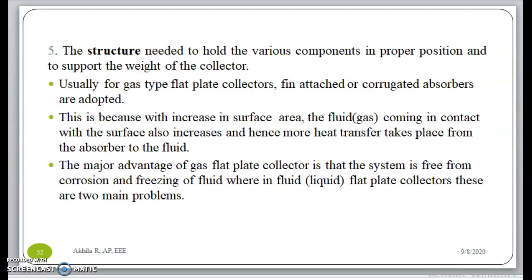Now usually for the gas type FPC, fin attached corrugated absorbers are used, because as the surface area increases, the gas or fluid which comes in contact with the surface also increases. So more heat transfer takes place. That's why you're using such a type. But the major advantage is that the system will be free from corrosion and freezing of fluid, which a liquid flat type will have as problems: corrosion and the fluid freezing.